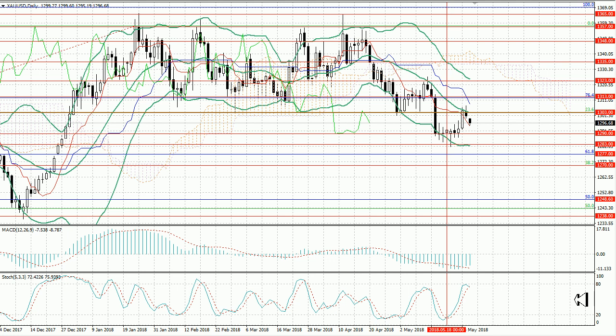Last week, quotes of gold have grown to the level of 1303.0 in the area of the middle line of Bollinger Bands. Today, the price was falling and the decline can continue to the levels of 1290.0 and 1283.0. If the price consolidates above the level of 1303.0, it can grow to the levels of 1313.0 and 1323.0.